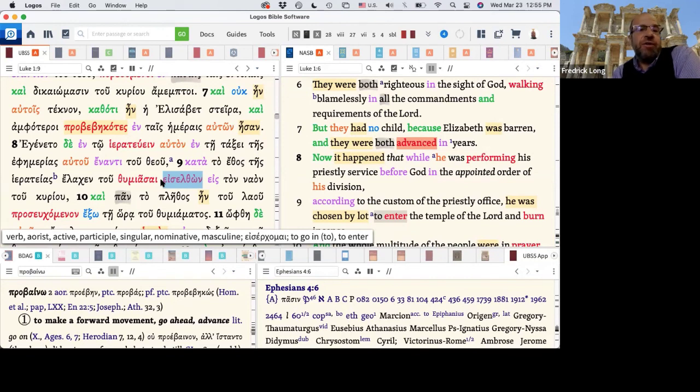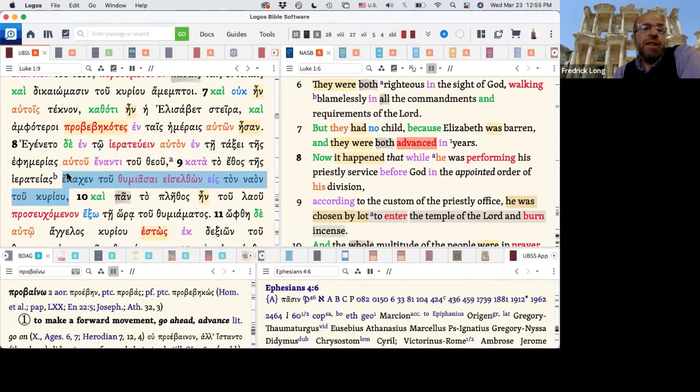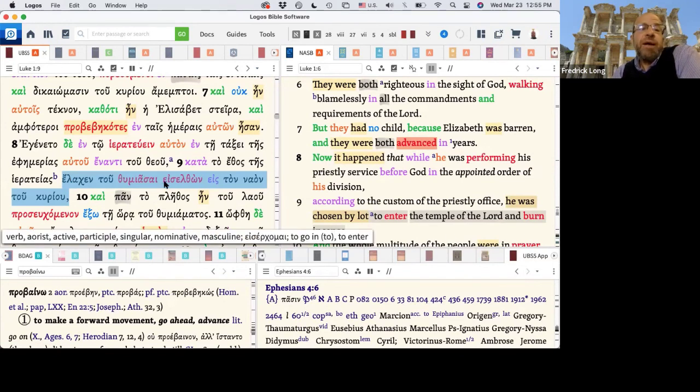It's not that either. So this is really explaining the nature of offering the incense, to burn the incense, namely by entering into the sanctuary of the Lord. And that's what he was chosen by lot to do, to burn incense by way of entering into the sanctuary of the Lord.